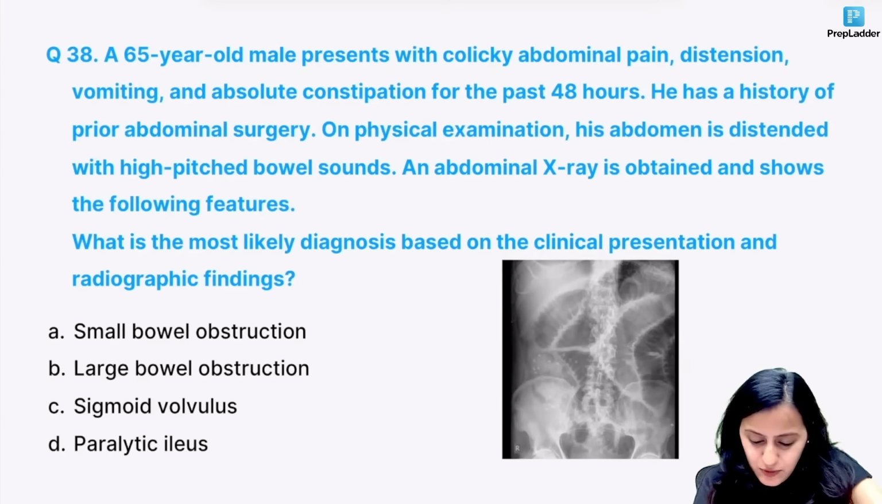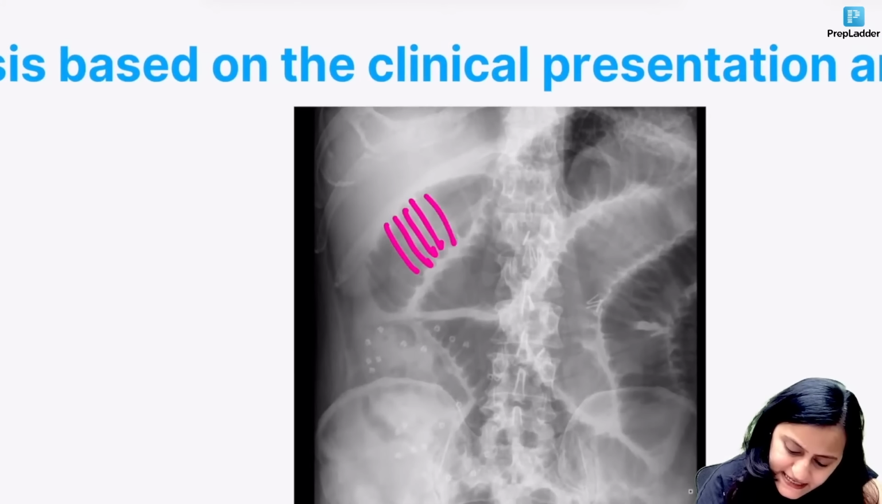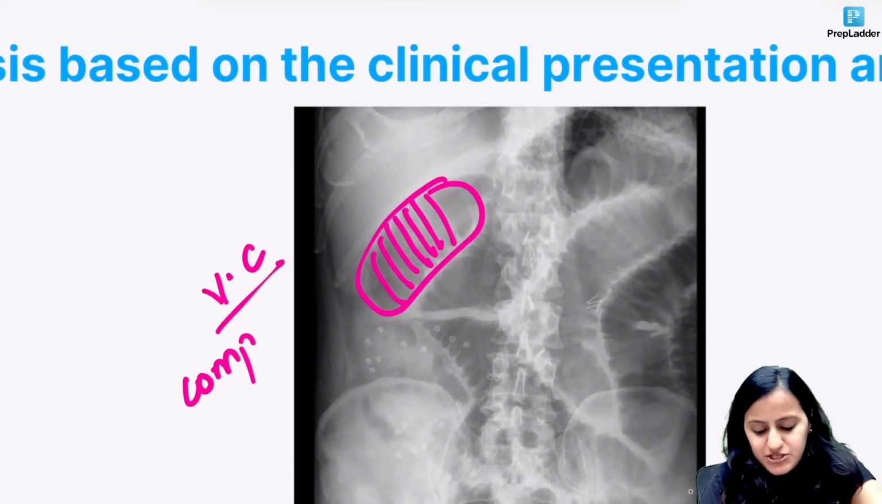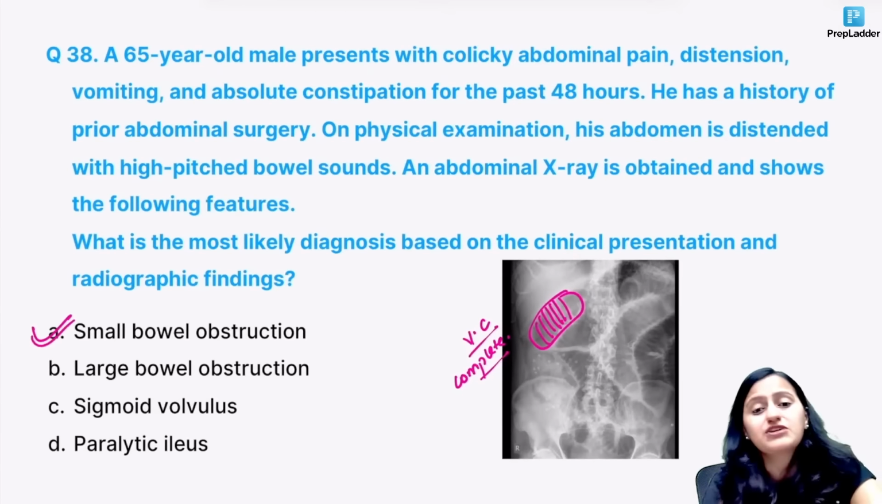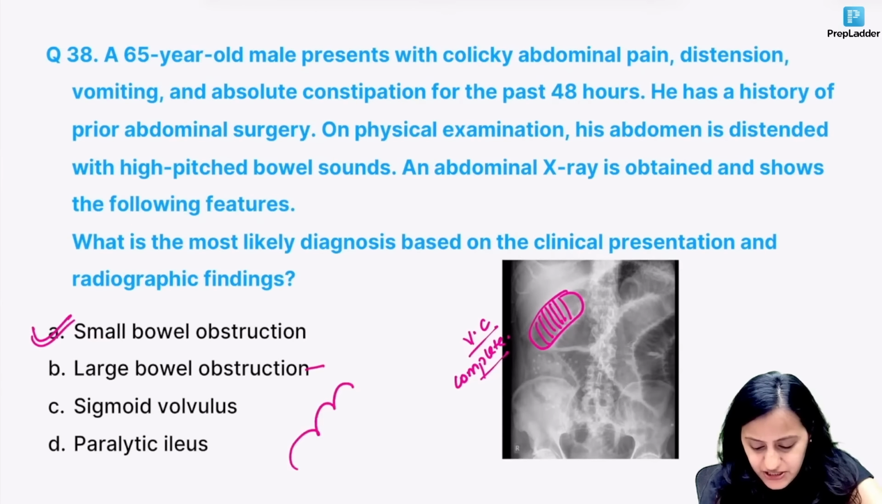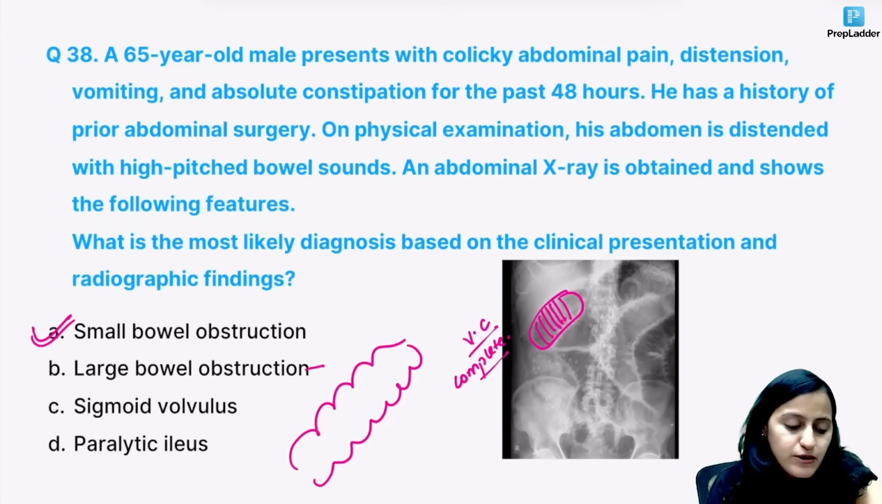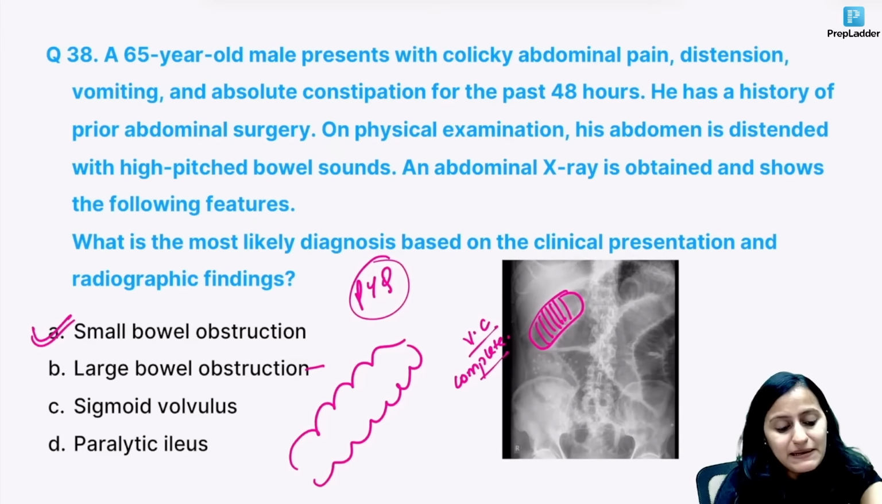What is this one? Most likely diagnosis. Is it small bowel or large bowel obstruction? Look at this bowel which has complete rings. So these are valvulae conniventes which are complete rings which are seen in small bowel obstruction. Large bowel obstruction will have haustrations which are incomplete. Okay, when you see the complete rings, this is valvulae conniventes. This is small bowel obstruction. Has been asked in one of the NEET PG exams. Okay, complete rings, small bowel.